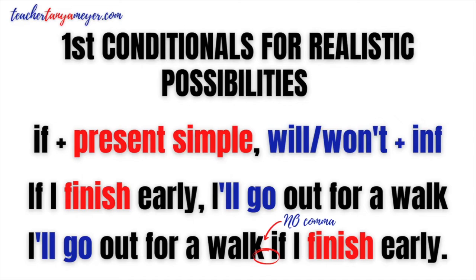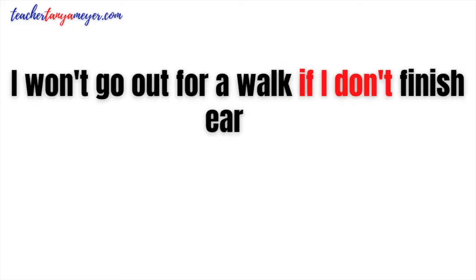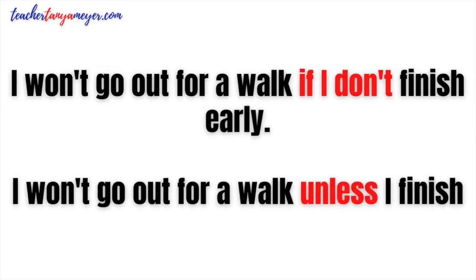Will or won't for the result clause. For example, if I finish early, I'll go out for a walk. I'll go out for a walk if I finish early. In the negative, I won't go out for a walk if I don't finish early. I can also say, I won't go out for a walk unless I finish early.